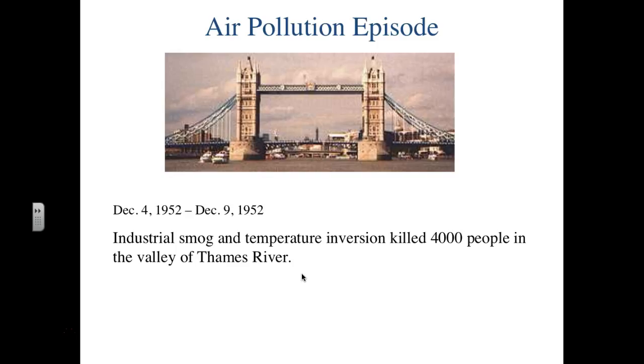A crazy thing occurred for 5 days in London. There was an industrial smog and a temperature inversion, a thermal inversion, and it killed 4,000 people along the valley of the Thames River. So in London, because of this massive amount of pollution and thermal inversion, 4,000 people died.